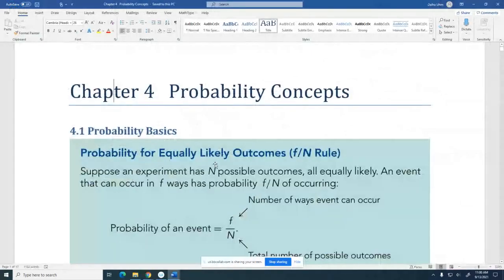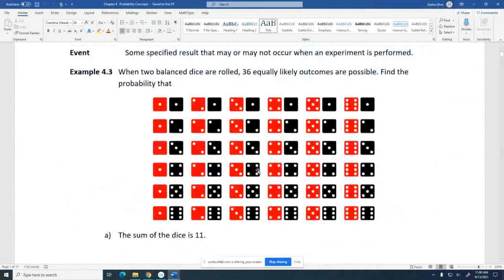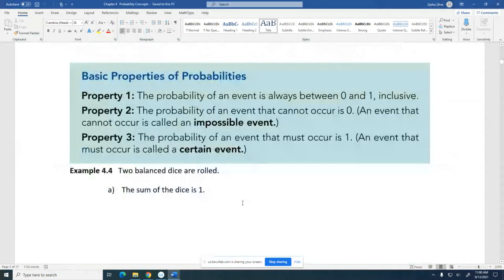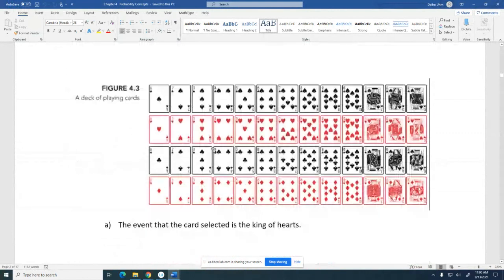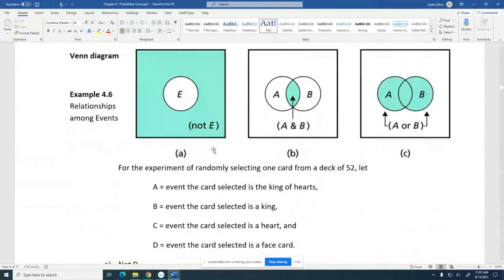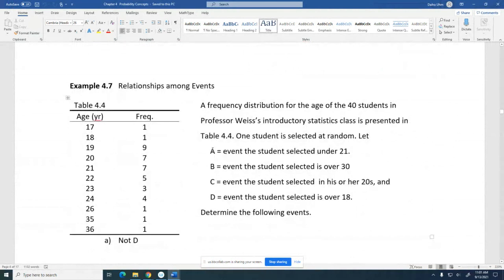Now we are discussing probabilities, right? We discussed the experiment, sample space, and event, and we take probabilities based on many kinds of experiments and events. Any probability must be between 0 and 1. Sometimes we selected a card out of 52, and sometimes we made a Venn diagram. In this example, we selected a student out of 40.